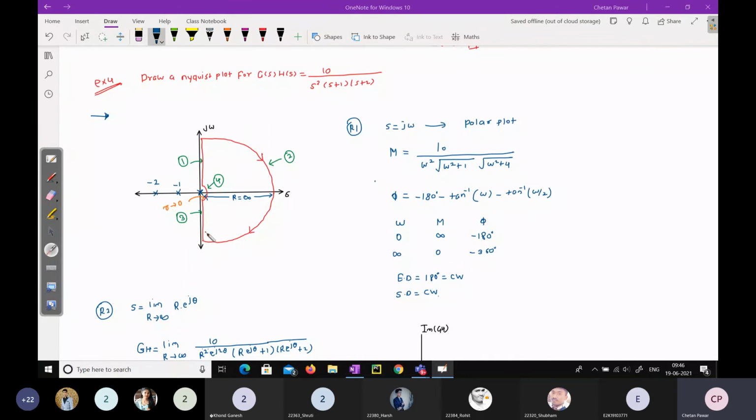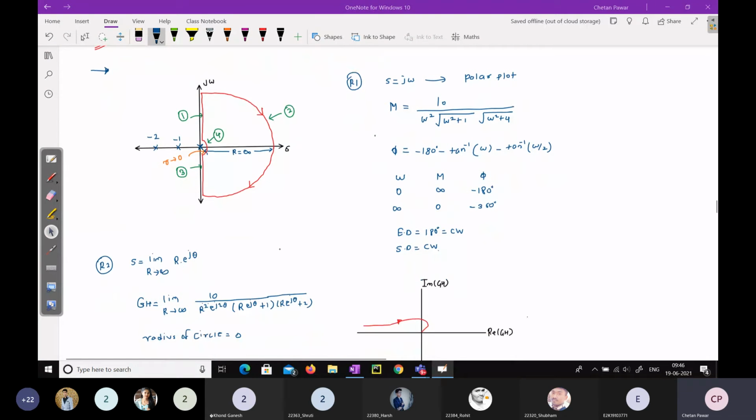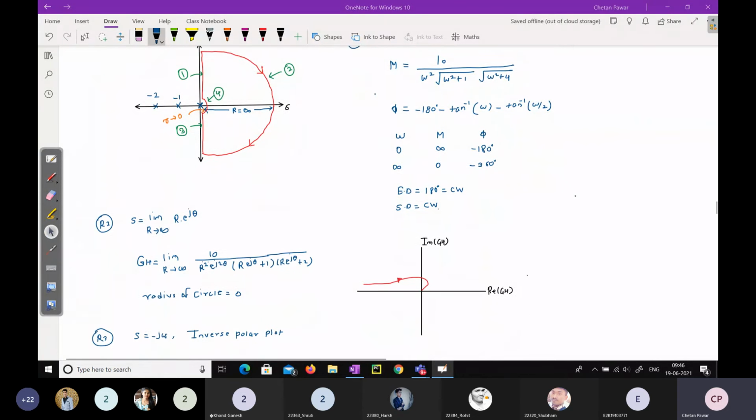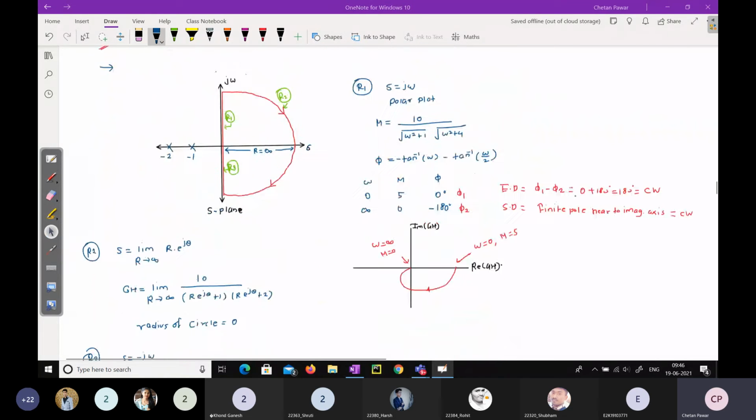This will give us the inverse polar plot. So region 1 will give us the polar plot, and region 3 will give us the inverse polar plot. Inverse polar plot is what? It's just a mirror image of the polar plot. So no issue about that. And this infinite radius semicircle, we neglect that mapping, because that will give a small circle which has radius 0. Then what is remaining? This 4th region. This 4th region is because there is a pole at origin in the S-plane. That's why that region is there. And what note have we mentioned here?